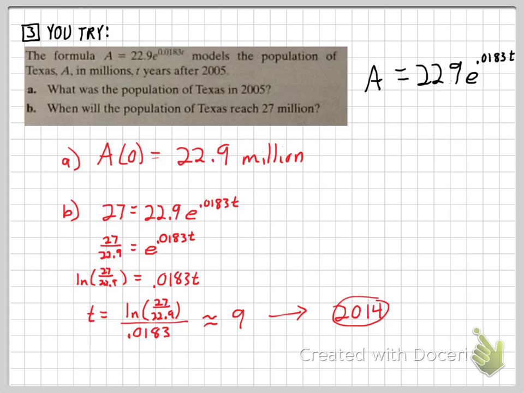Alright, our solution here involves plugging 27 in for the population and solving for t. Once again, I've got to isolate my exponent, that's this line, natural log both sides, that's this line, and then solve for t, which is this line. I get an answer of 9, but the question is when will the population be at that level, and it's 9 years since 2005, so your final answer should have been 2014.